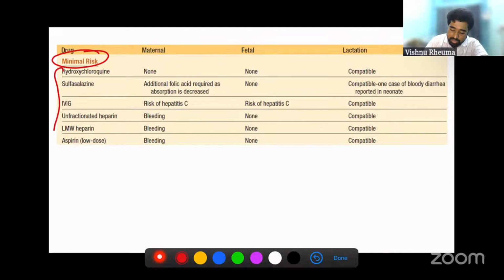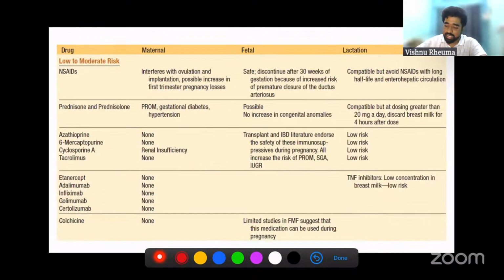These are the drugs which have minimal risk. Hydroxychloroquine, very, very safe. In fact, it's one of the best drugs for an SLE mother because it prevents, to a certain extent, neonatal lupus as well. Sulfasalazine, almost no risk. IVIG, almost no risk, compatible in lactation as well. Unfractionated heparin, all of these anticoagulants may cause bleeding, but otherwise they are compatible.